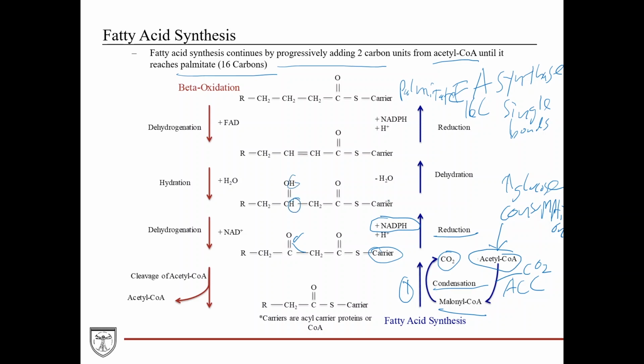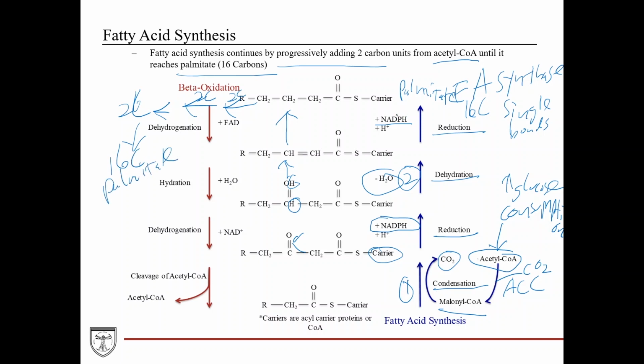And so the next step is then to undergo a dehydration reaction. This is number 2. So you remove this water, and that gives you this bond here. And then you still have this double bond. So you're going to reduce that again using another NADPH as your reducing agent to give you this final product here. And then this process comes back and repeats itself, and you keep adding on 2 carbons, 2 carbons, 2 carbons, until you eventually get to 16 carbons, which is palmitate.